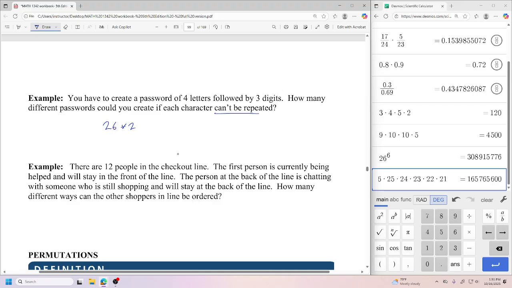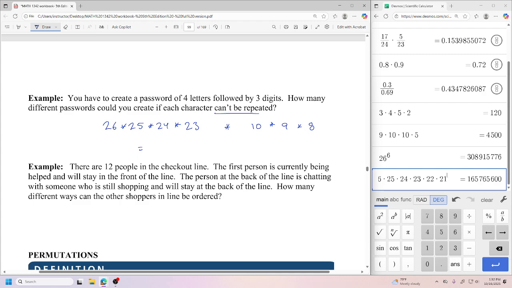26, 25, 24, 23. So those are my letters. And then I have 3 digits. Again, how many digits do I have? Like 0 through 9 is actually 10, right? If you count them, 0, 1, 2, 3, 4, 5, 6, 7, 8, 9. It's 10 of them. But if I can't repeat them, then I'd have 9, and then I'd have 8.